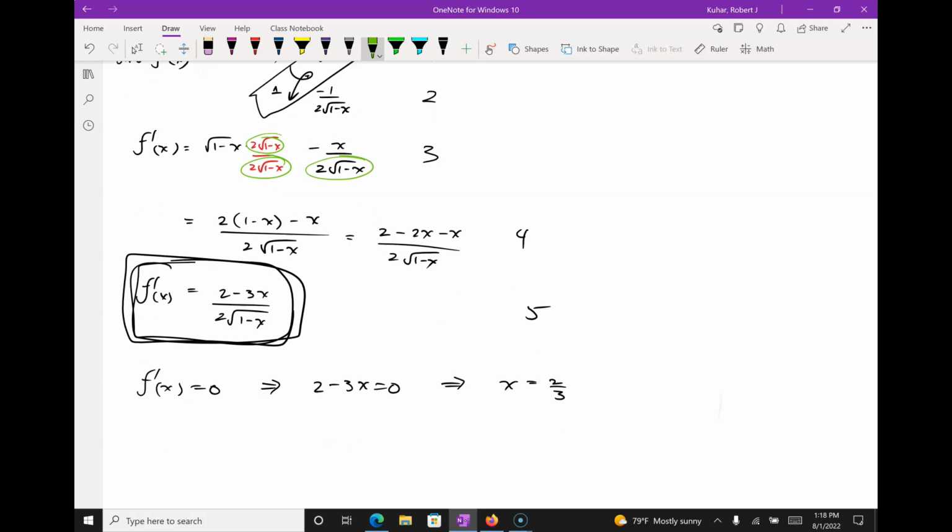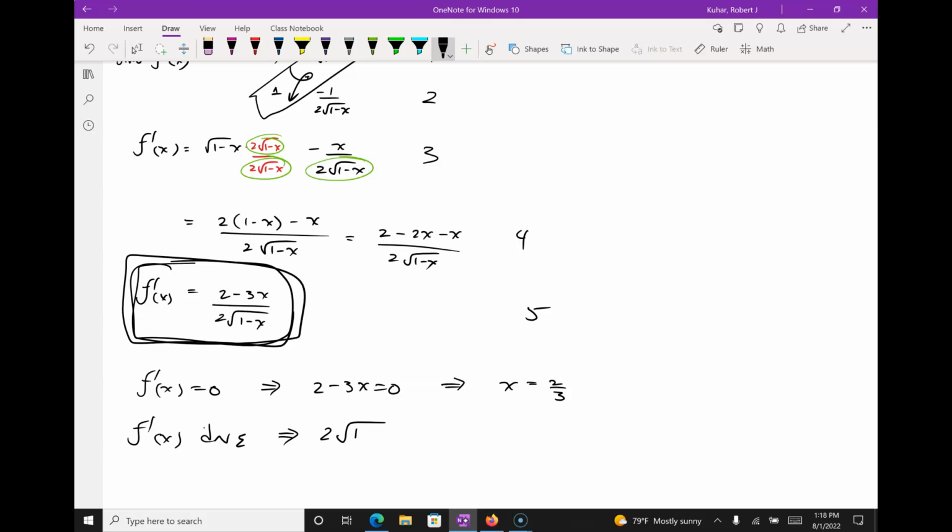Yep. I also need f prime of x does not exist, which implies 2 square roots of 1 minus x equals 0, which implies x equals 1. But if x equals 1 is my critical, I already know the height because it's the endpoint, so I can ignore it. I don't have to check the height at 1 again. I already know the height at 1.